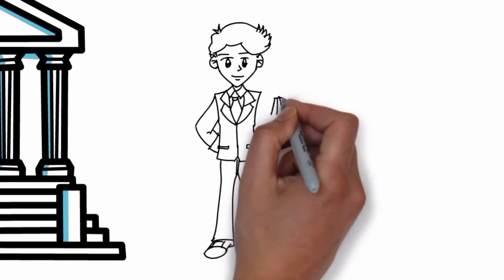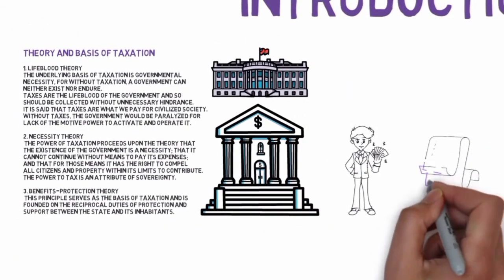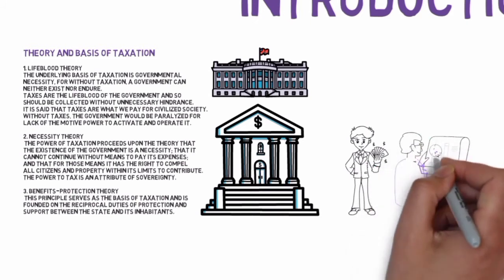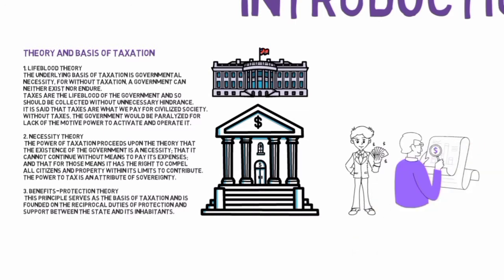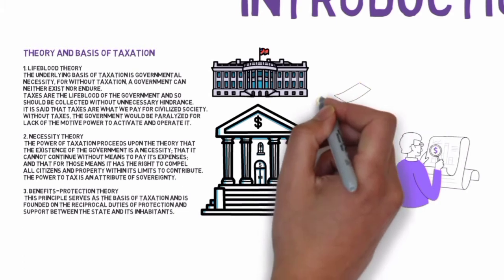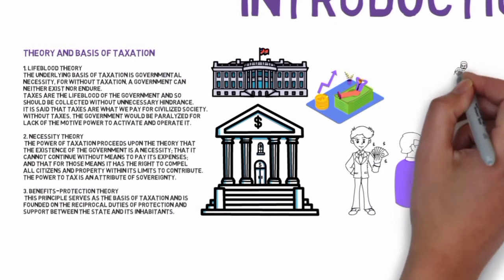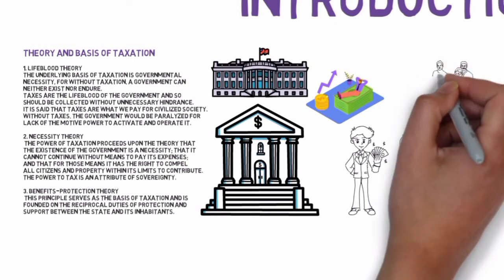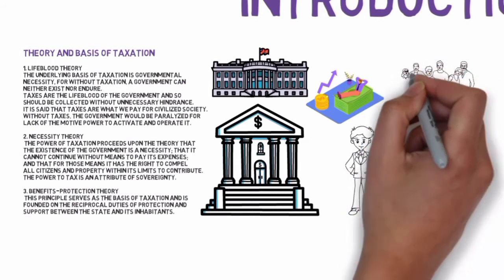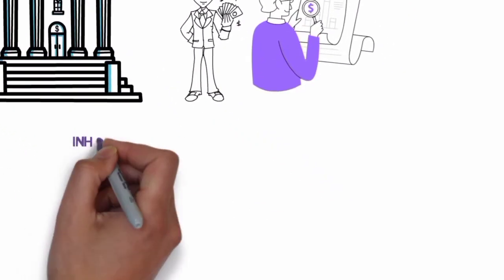2. Necessity theory. The power of taxation proceeds upon the theory that the existence of the government is a necessity, that it cannot continue without means to pay its expenses, and that for those means it has the right to compel all citizens and property within its limits to contribute. The power to tax is an attribute of sovereignty. 3. Benefits protection theory, symbiotic relationship. This principle serves as the basis of taxation and is founded on the reciprocal duties of protection and support between the state and its inhabitants.